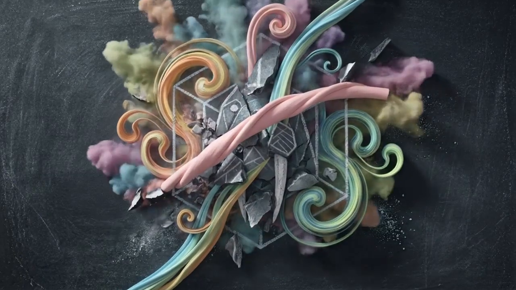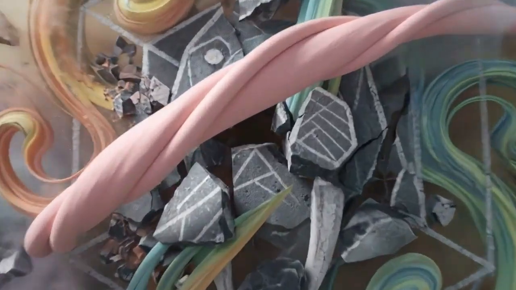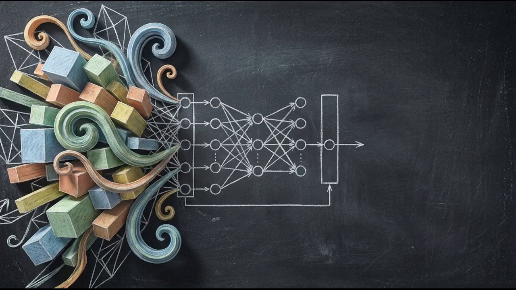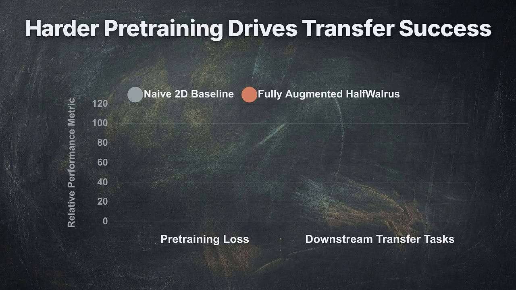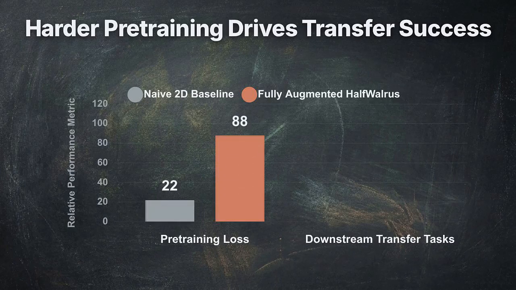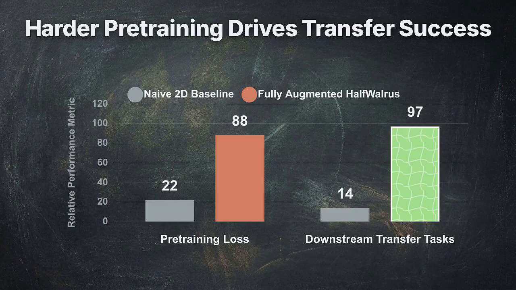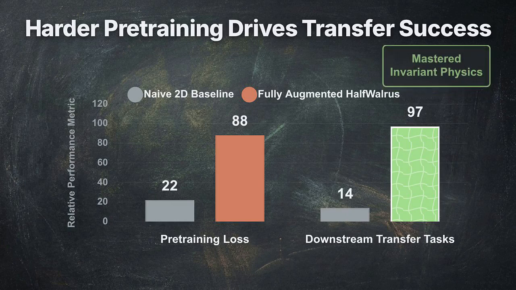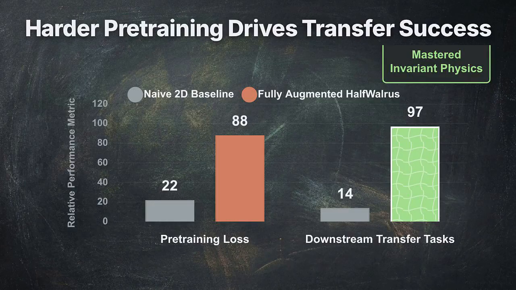But while this architecture is highly stable, achieving it required forcing the model through an incredibly aggressive, diversity-first training environment. The aggressive augmentations, mixed dimensions, variable time strides, and random rotations make the pre-training task significantly harder for the network. This chart displays the results of an ablation study comparing a fully augmented half-walrus model against a naive 2D-only baseline. On the left, the fully augmented model suffers from higher loss during pre-training, but on the right, that same augmented model drastically outperforms the naive baseline on downstream transfer tasks. According to standard machine learning heuristics, the model with higher pre-training loss should be inferior. But in scientific machine learning, this harder pre-training environment yields vastly superior low-shot transfer performance.